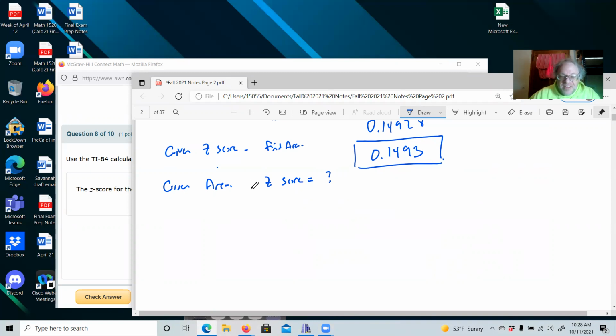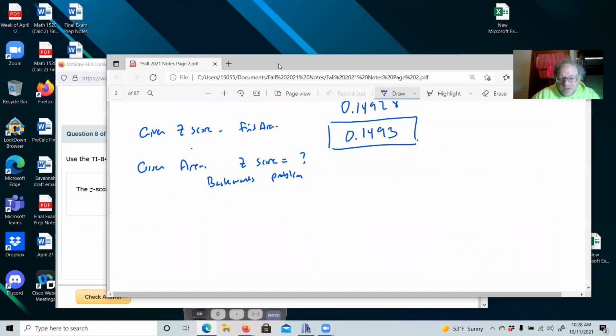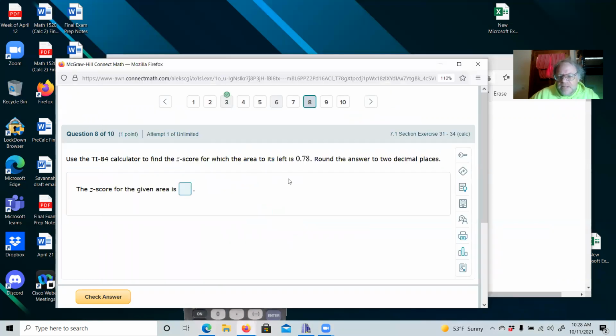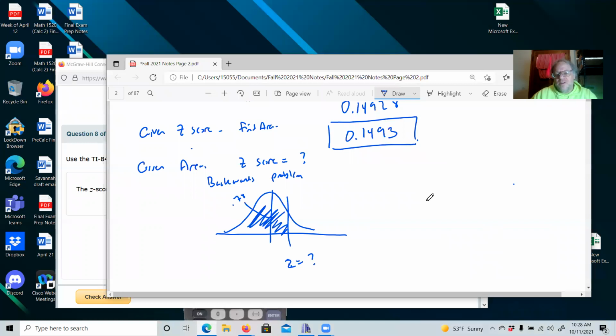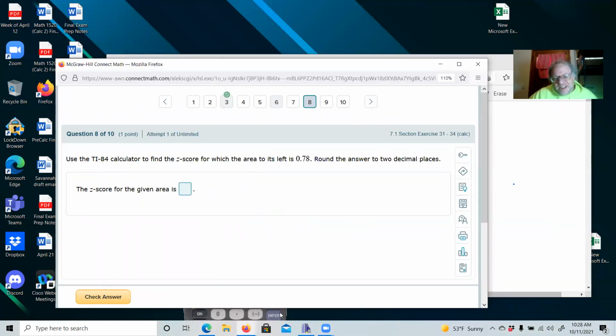Okay, so draw this out. Okay, the area to the left is going to be 0.78, so it's more than 0.5. Okay, so we're just going to make a little thing here. We're going to say z is equal to, I don't know, but this area here, this area is 0.78. Okay, so rounded 2 decimal places. By the way, z-scores almost always get rounded to 2 decimal places. Probabilities get rounded to 4 decimal places. Okay, it's a rule.